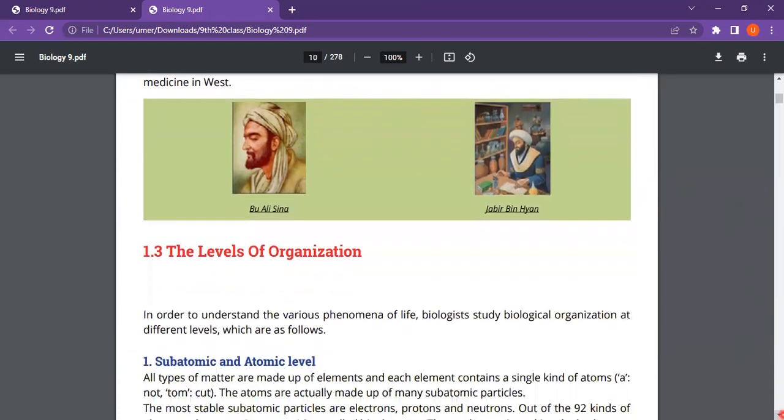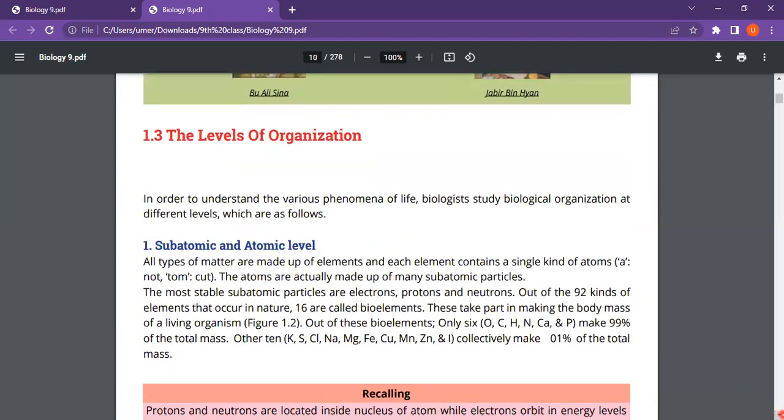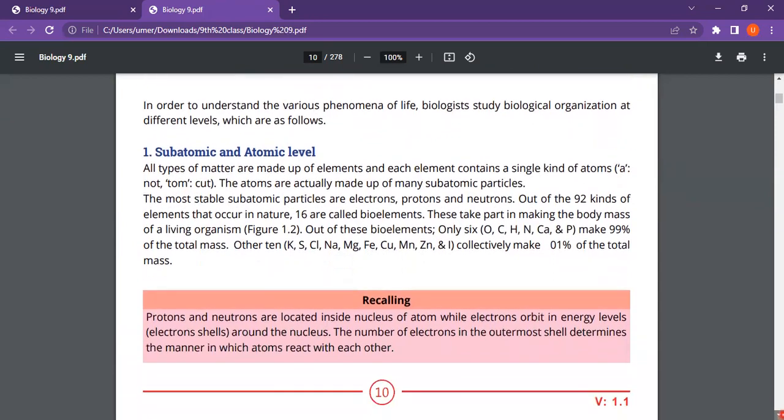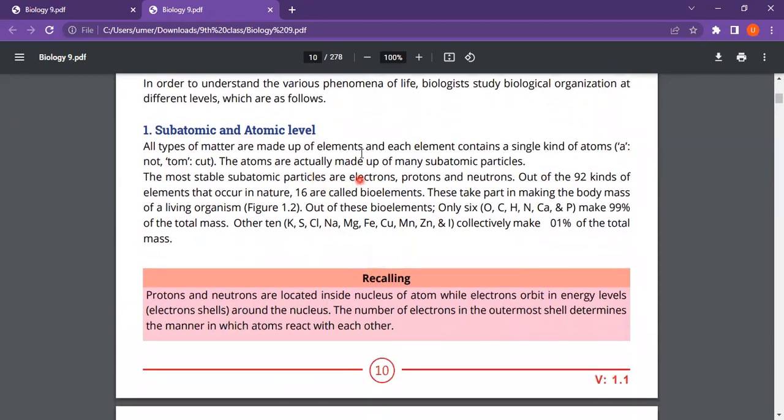Levels of organization. In order to understand the various phenomena of life, biology studies biological organization at different levels, which are as follows. Subatomic and atomic level: all types of matter are made up of elements, and each element contains a single kind of atom. The atoms are actually made up of many subatomic particles. The most stable subatomic particles are electron, proton, and neutron. Out of the 92 kinds of elements that occur in nature, 16 are called bioelements. These take part in making the body mass of a living organism.